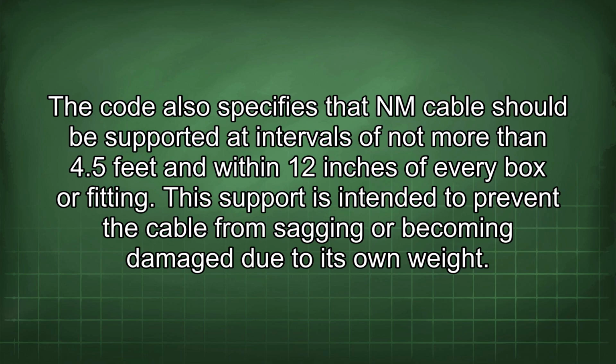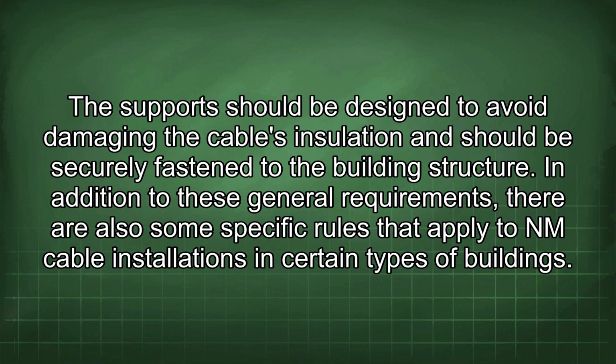The code also specifies that NM cable should be supported at intervals of not more than 4.5 feet and within 12 inches of every box or fitting. This support is intended to prevent the cable from sagging or becoming damaged due to its own weight. The support should be designed to avoid damaging the cable's insulation and should be securely fastened to the building structure.